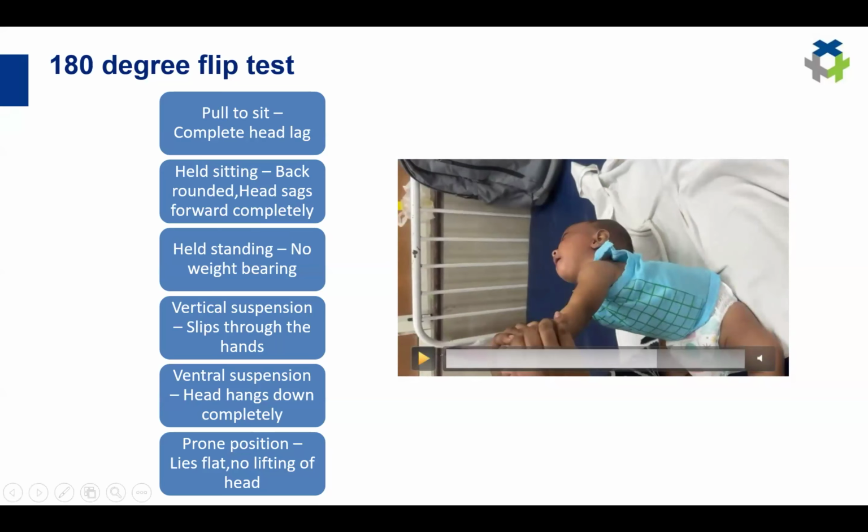On held sitting, the back was rounded and the head sagged forward completely. Held standing, there was no weight bearing present. Vertical suspension showed slips through the hands, and in ventral suspension, the head hangs down completely. In prone position, the child lies flat with no lifting of the head.